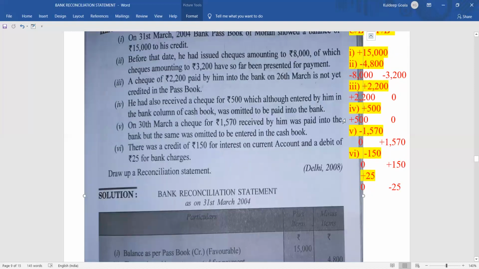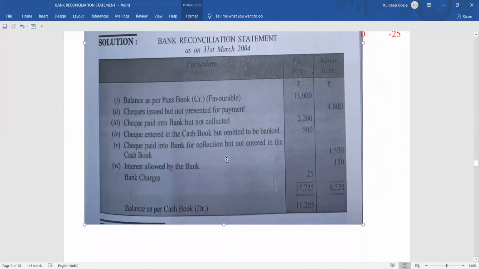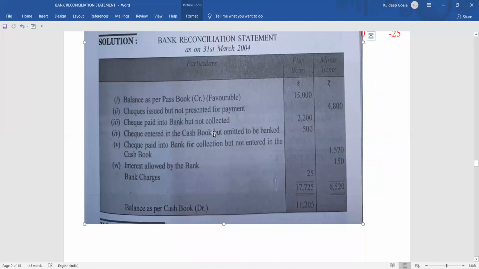Then coming to the next one, number 4, it is again plus 500. Remember that. What to write? He has also received a check of 500, although which was entered by him in the bank column of cash book was omitted to be paid into the bank. So what did you write? Check received and entered in the cash book but omitted to be banked, or omitted to be deposited in the bank, plus 500. So check entered in the cash book but omitted to be banked, 500 in the plus item.